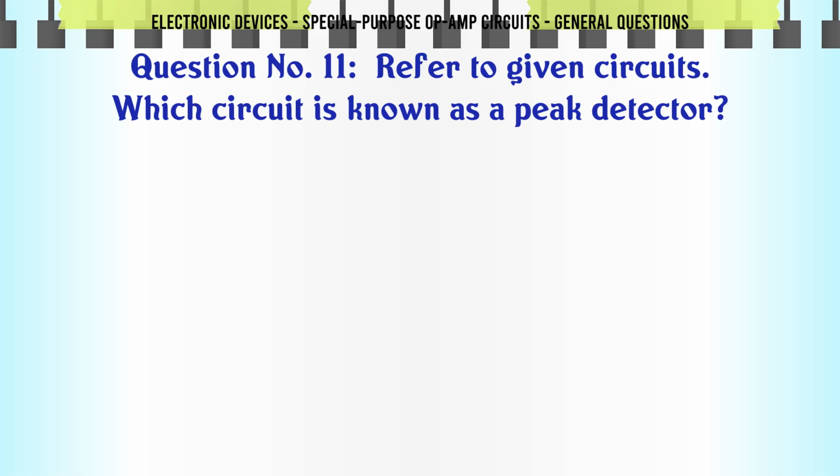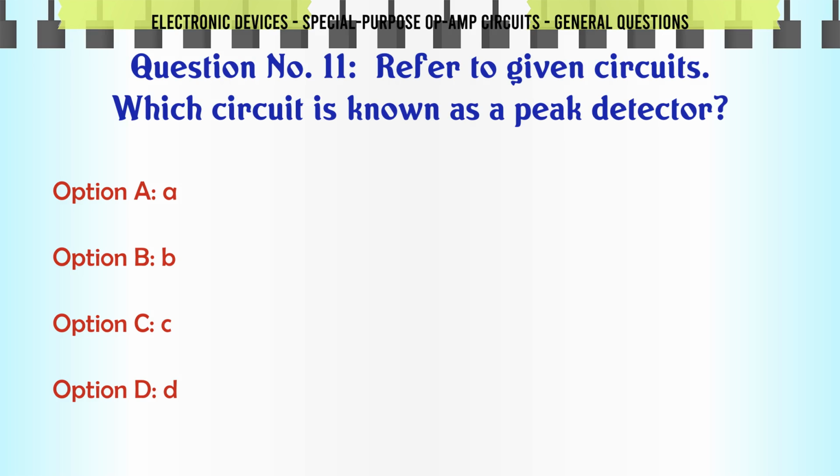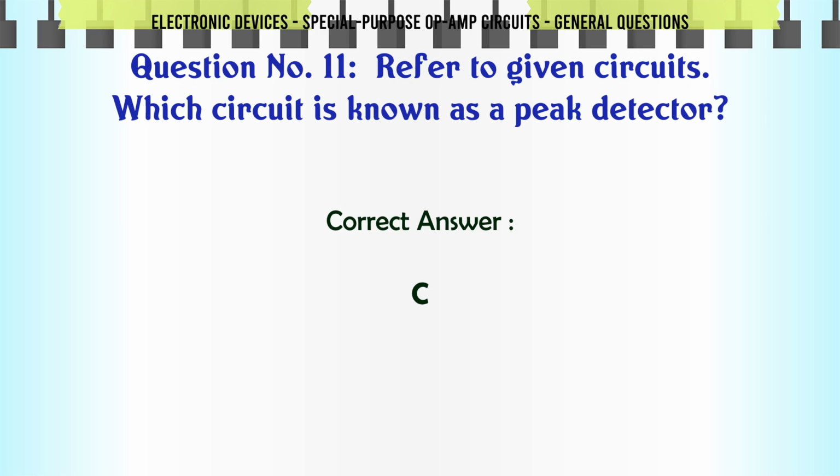Refer to given circuits. Which circuit is known as a peak detector? A, B, C, D. The correct answer is C.